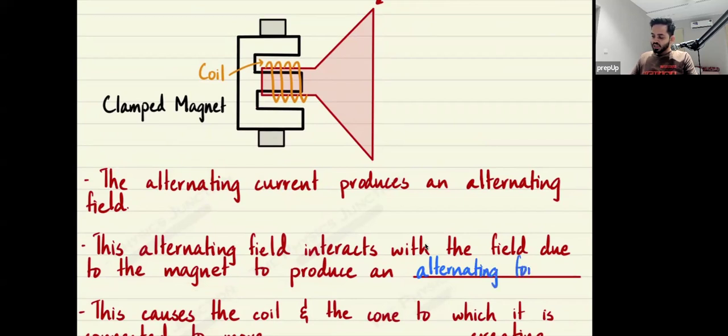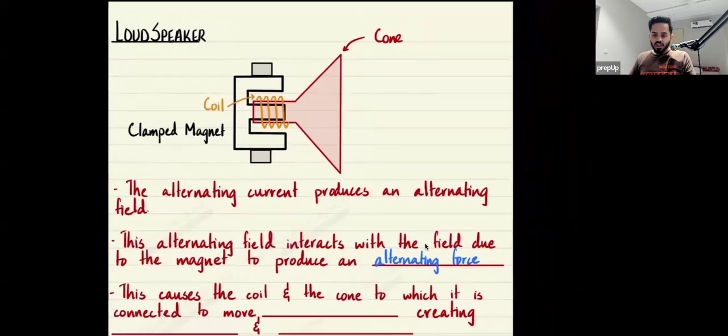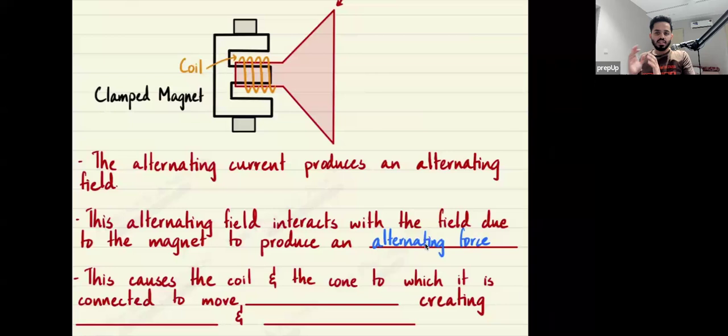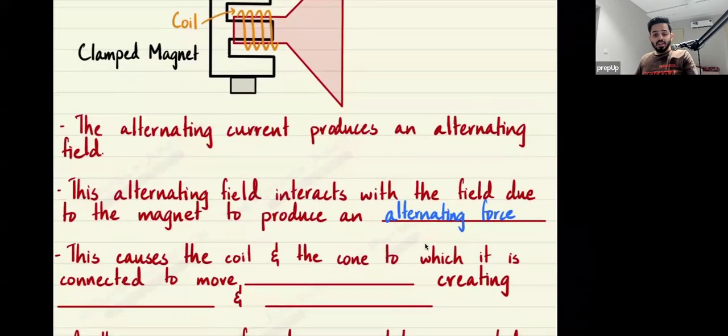So what this alternating force means is that sometimes the force on this coil is forwards, other times it's backwards. So this cone and hence the coil with which it is attached, it's sometimes moving forwards, it's sometimes moving backwards. So this causes the coil and the cone to which it is connected to move back and forth.